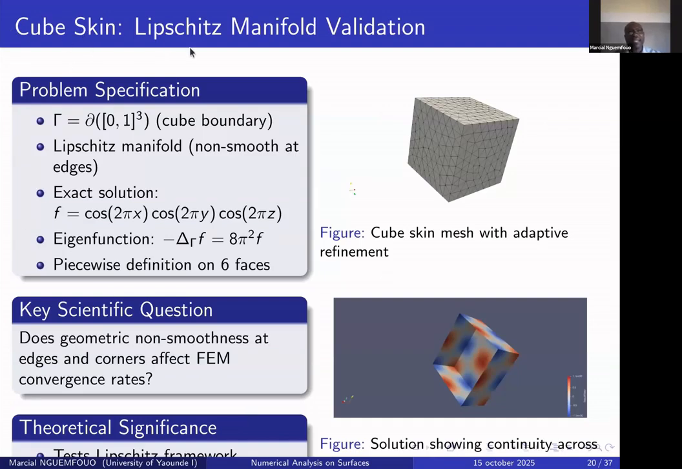The cube is an example of a Lipschitz manifold, since here we have some singularity on the surface. Using this exact solution, we obtain this result. You see here, we clip the surface to ensure that everything is happening on the surface and not inside the cube, just on the surface. This is what we show in this result.